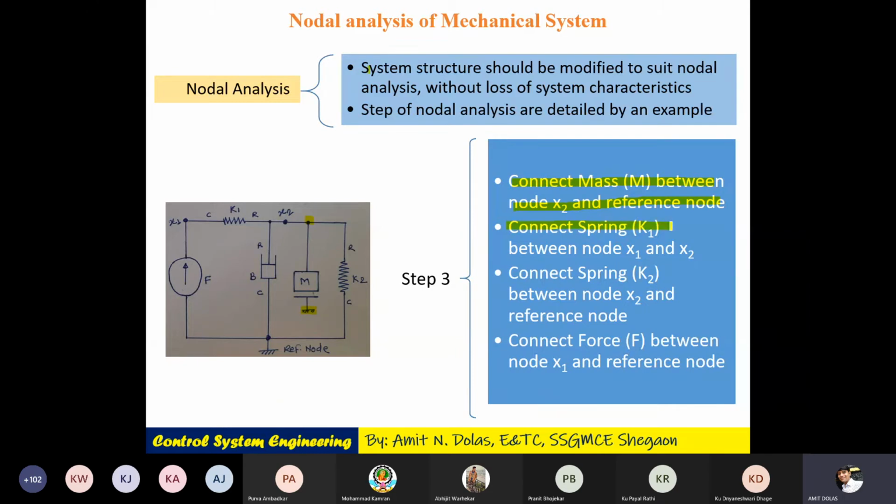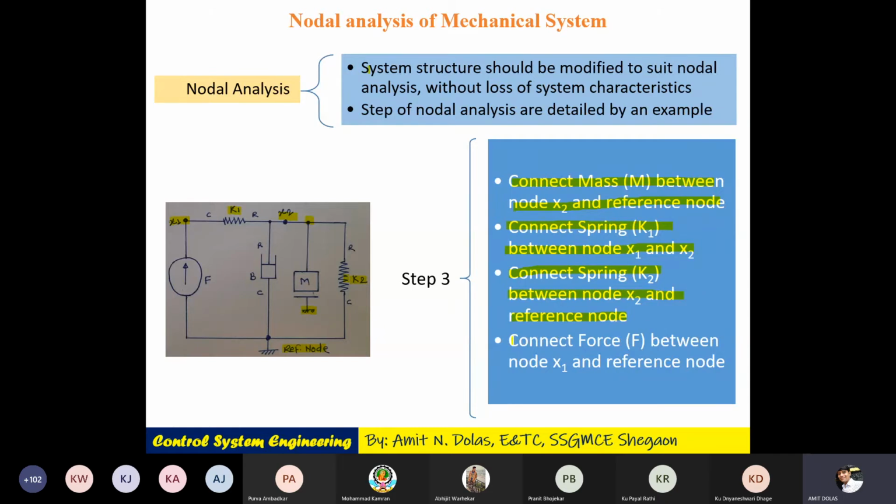Then connect spring K1 between node 1 and node 2, that is x1 and x2. So here is x1 and here is x2. Then I have connected K1. Similarly connect spring K2 between x2 and the reference node. ये है reference node और ये है x2. I have connected spring K2 here.